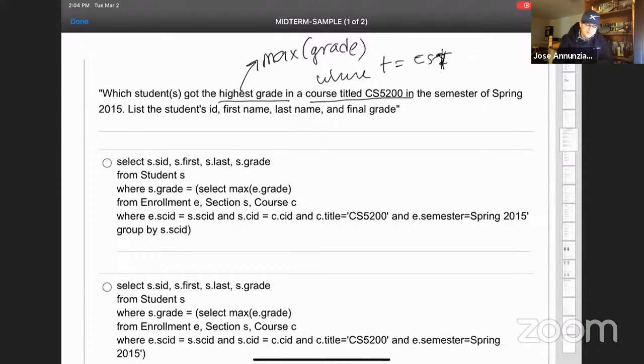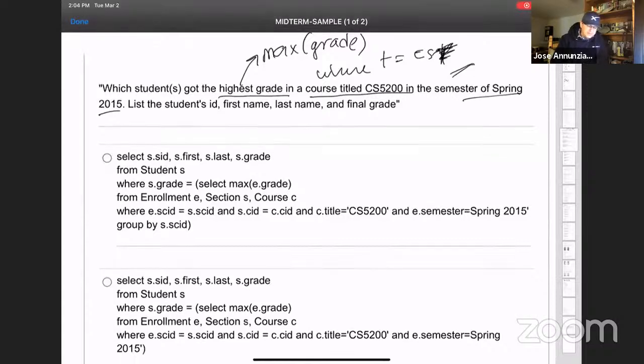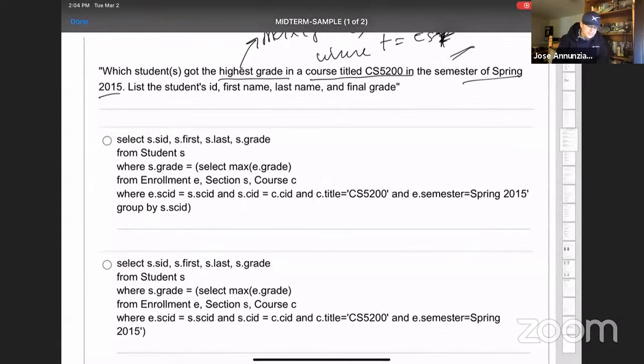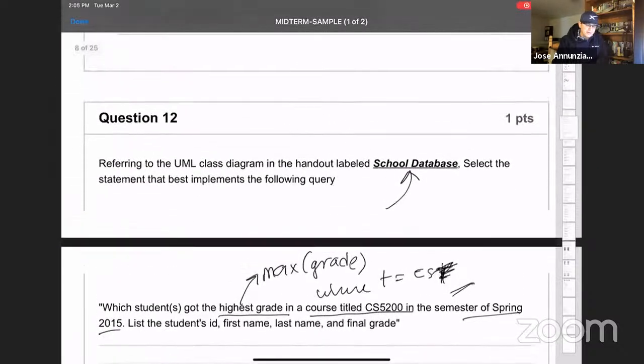Where the title is 5200 and the spring semester is 2015. Okay, let's look at this one. It says max grade, so it looks like an embedded query, an inline view, where we are trying to retrieve a student and the information about that student, where the grade of the student is equal to some max grade.